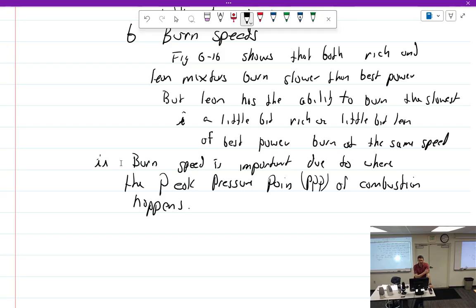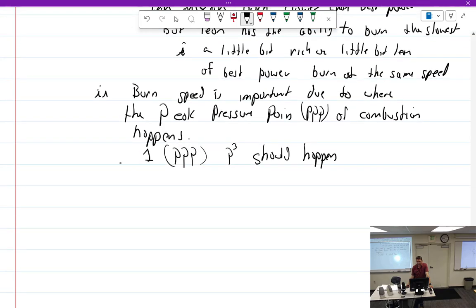All right, peak pressure point. That's when the maximum amount of pressure happens in the cylinder. Where do you suppose the peak pressure point should happen? So the triple P, the PPP, or I guess I could go P to the third. Does that work? I don't know. Where do you suppose it should happen? Best power, in the timing sequence.